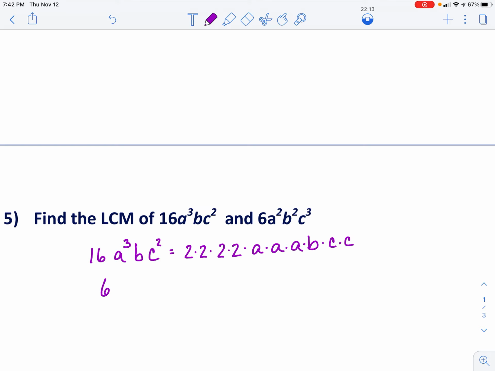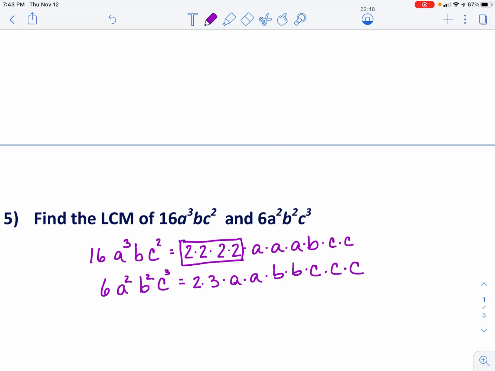Below that, we're going to go ahead and do the same thing for 6a squared, b squared, c to the third. So I have 2 times 3 times 2 a's times 2 b's times c times c times c. Okay, now once you have those, we're going to use the same rule of thumb that we talked about before. Where are the most occurring terms? Well, we see the most occurring prime numbers for 2. We start with 2. I notice that the first one has 4 2's and the second term only has 1. So we're going to choose the one that has the most occurring 2's. We're going to do the same thing for 3 because I see we have a 3, but that's the only 3, so we'll box that in.